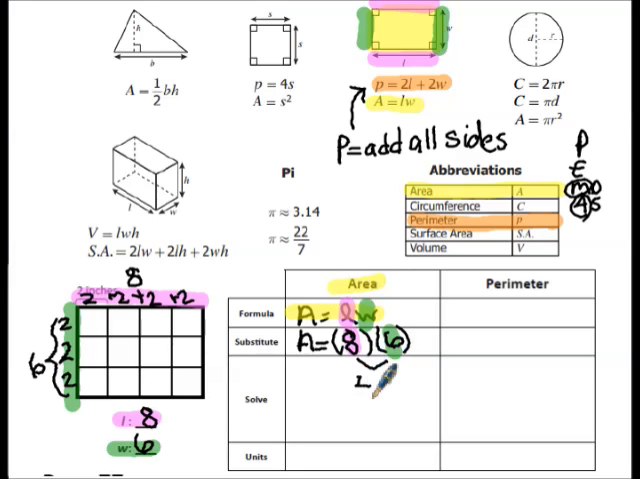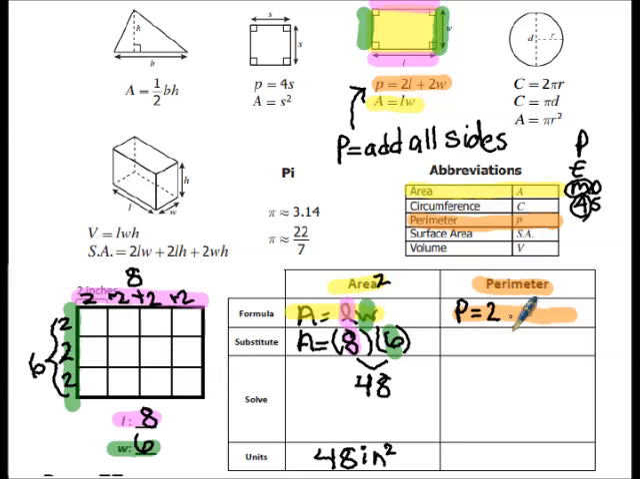Now that means multiplication, and 8 times 6 is 48. So I see that that is 48 inches squared, because I want to know how many inch by inch squares can be used to cover that entire box. Now if I want the perimeter, that's the distance all the way around.